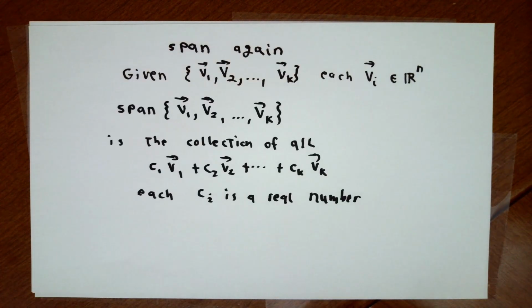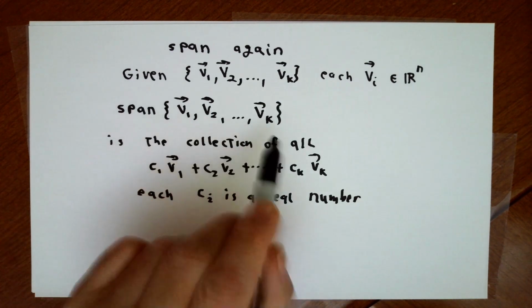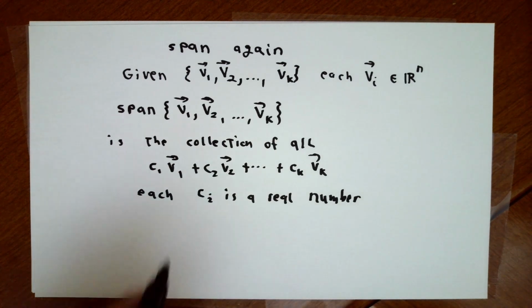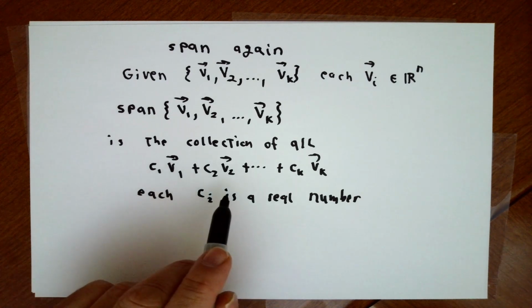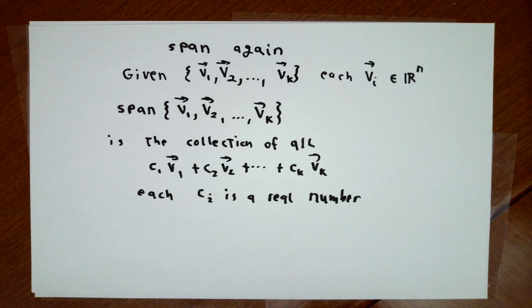When I look at what we're going to call the span of these vectors, this is just the set of all conceivable linear combinations c1v1 plus c2v2 out to ckvk, where the c numbers are real numbers that you can pick any way you want to pick.